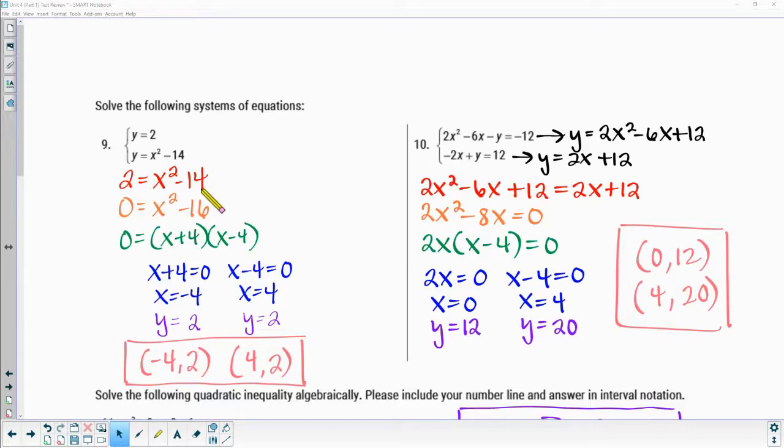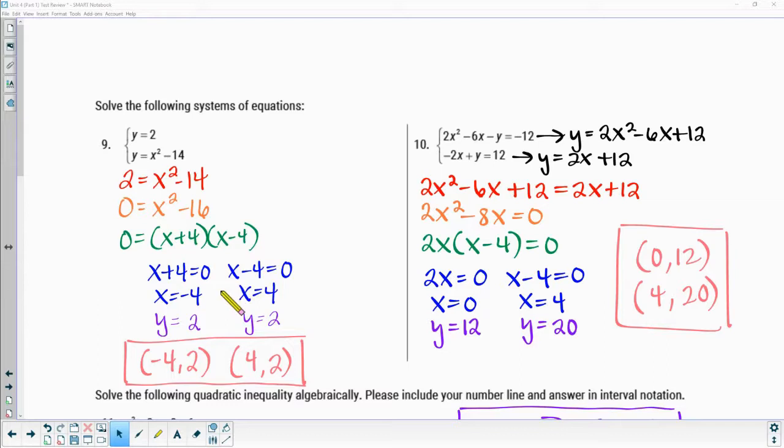And anytime you are solving, you want it to be equal to 0. So I subtract 2 from both sides, giving me x squared minus 16. And this is a difference of squares. So I'm going to get x plus 4, x minus 4. When I factor, I'm going to set each factor equal to 0. And then I'm going to get x equals -4, x equals +4.